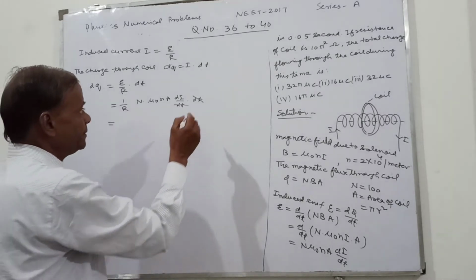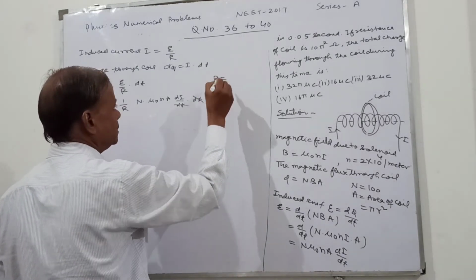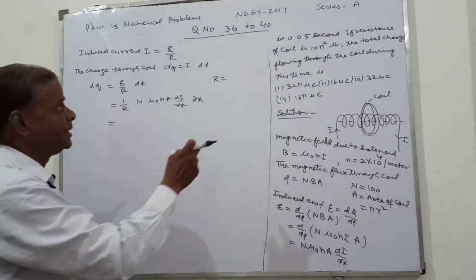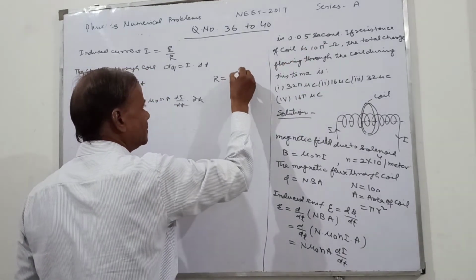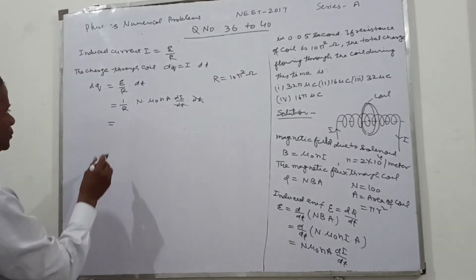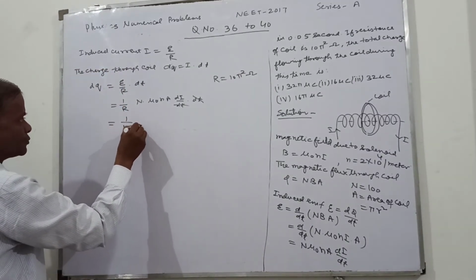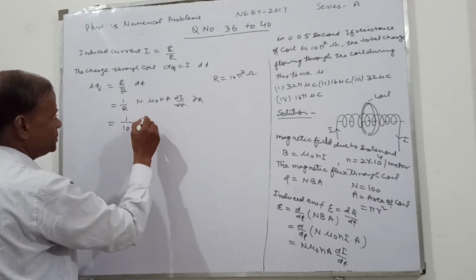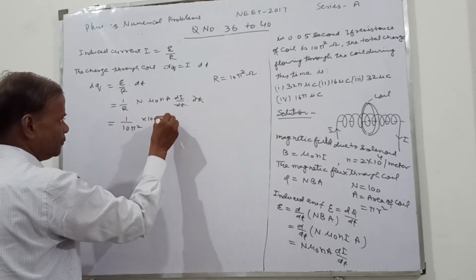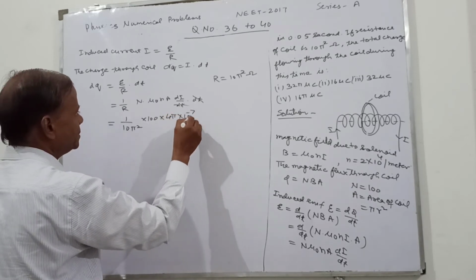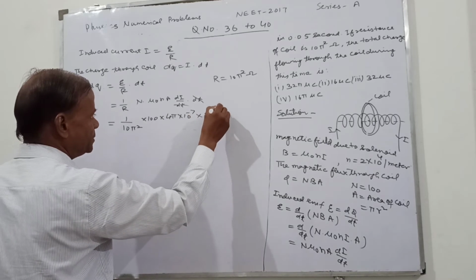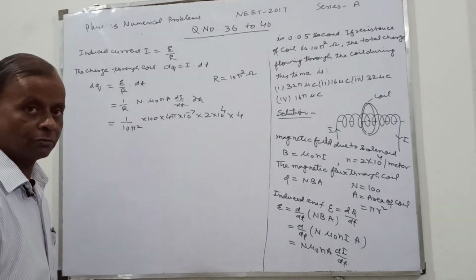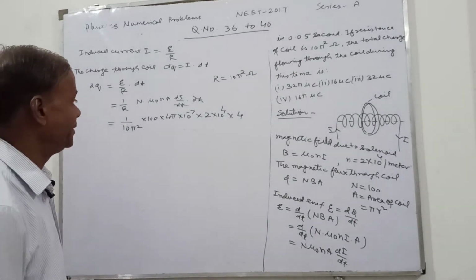Now you keep the values of all these. R, the resistance, is given here. R is equal to 10 pi square ohm. So now you put 1 upon 10 pi square. N is 100. Mu naught is 4 pi into 10 raised to the power minus 7. n is given as 2 into 10 raised to the power 4. And this I is given as 4, from 0 to 4. So now the change will be 4 ampere.